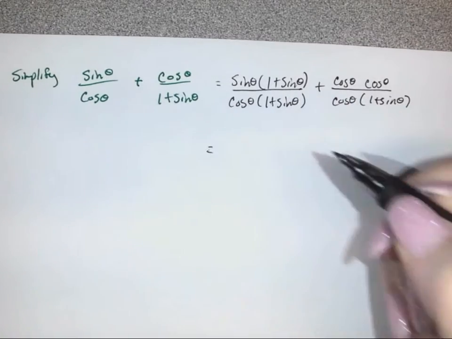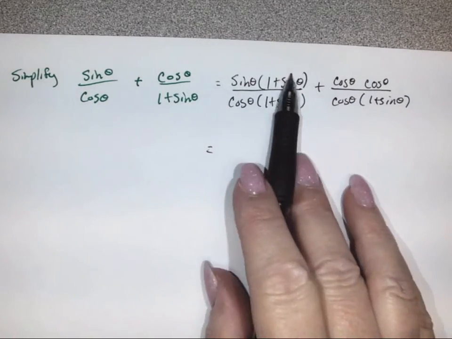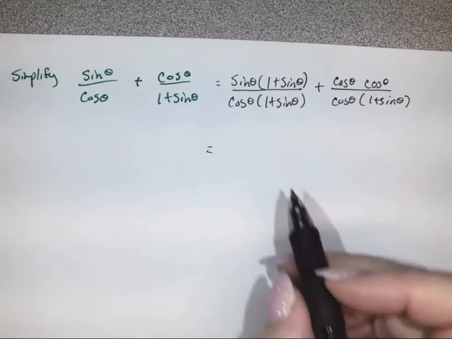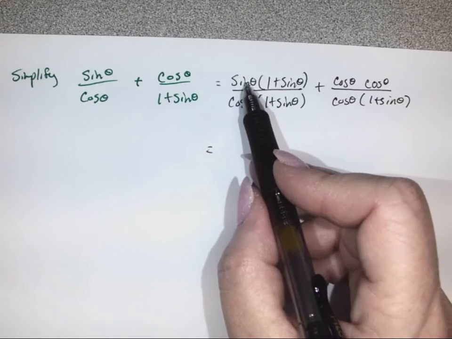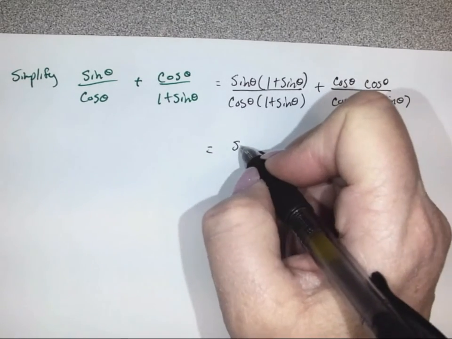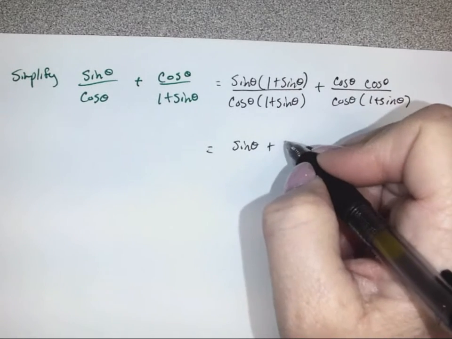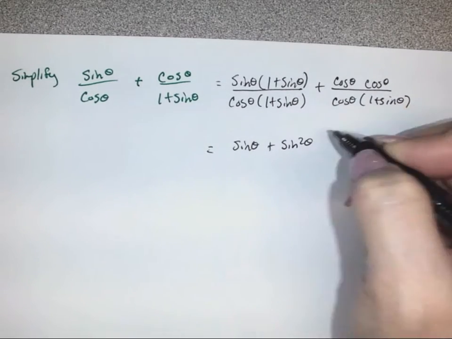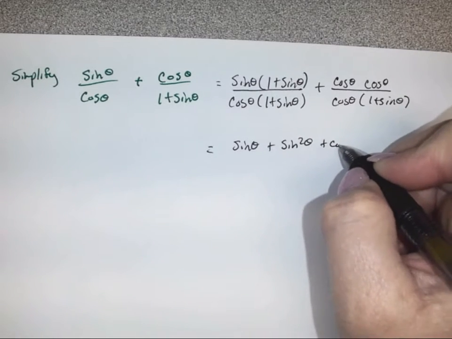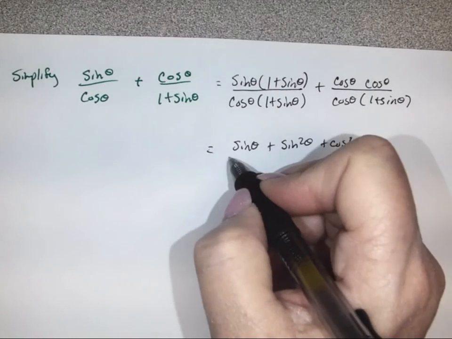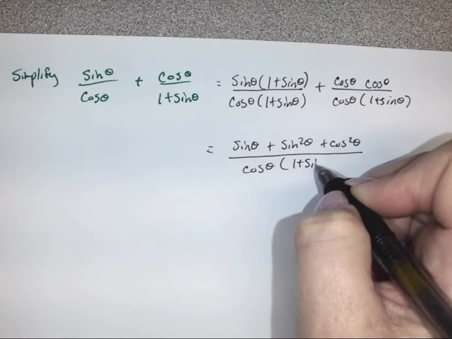All right, so now we have a common denominator. So let's go ahead and distribute and make it into one fraction, one denominator. So sine theta times 1 will get me sine theta. Sine theta times sine theta will get me plus sine squared theta. Cosine theta times cosine theta gets me cosine squared theta all over cosine theta times 1 plus sine theta.